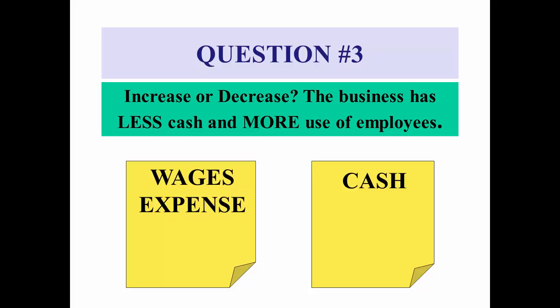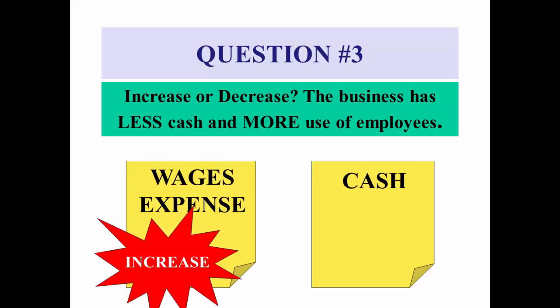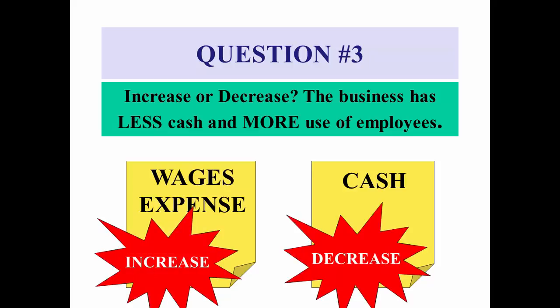For increase or decrease, we go back to the top. The business has less cash because it paid it out. It has more use of the employees than it did 5 minutes ago. So we have an increase in wages expense, a decrease in cash.